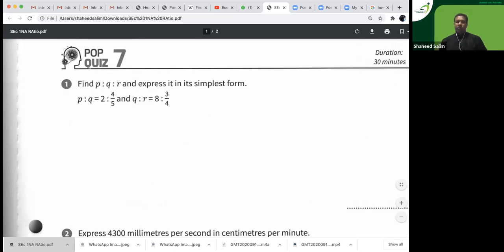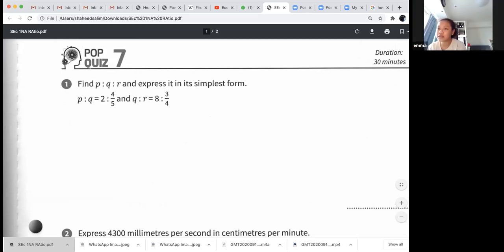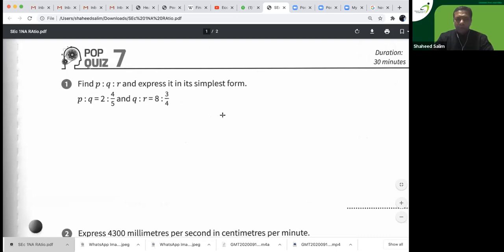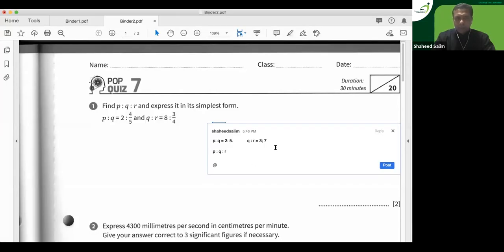There's no fraction. Can't see it. Oh, you can't see it. I share again. You can see now? Yeah.